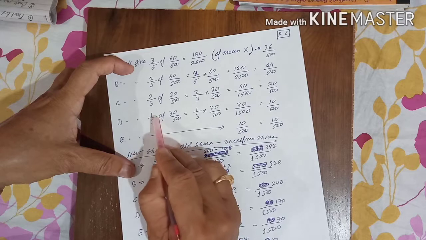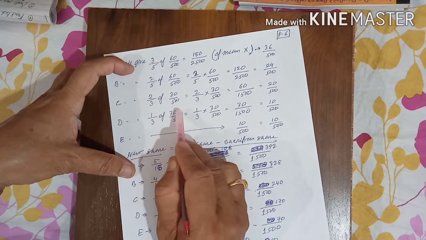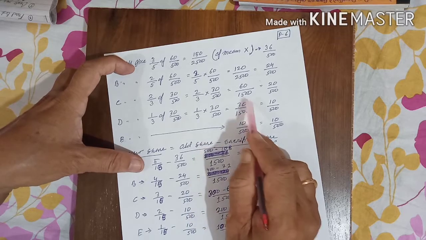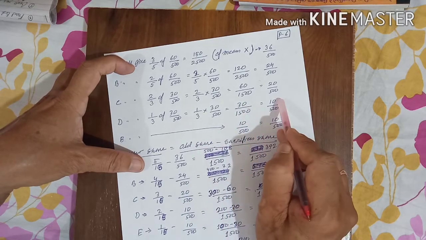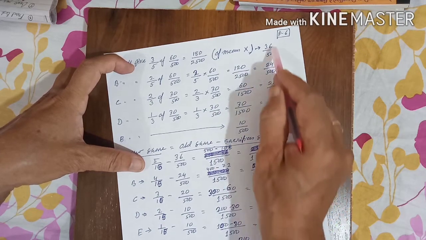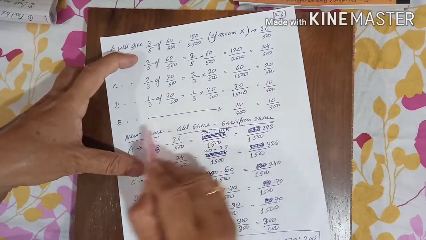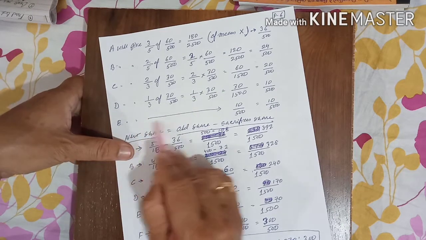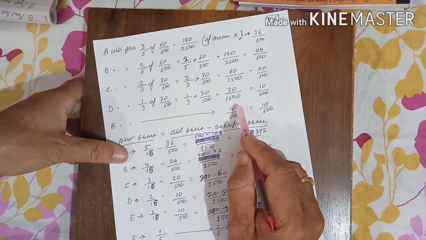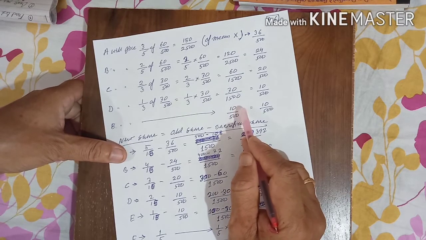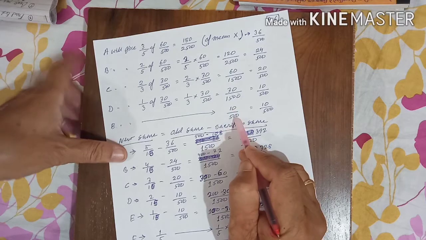And D is giving 1 part out of 3 part of 30 by 500, which is coming 30 by 1500. 30 by 1500 means 10 by 500, 60 by 1500 means 20 by 500. You try to solve it, you will understand. And Mr. E is giving 10%. 10% means 10 by 100 of 1/5, which is coming 10 by 500.